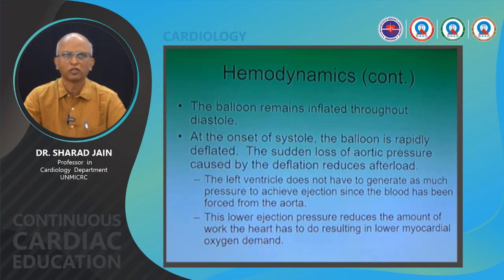At the onset of the systole, the balloon is rapidly deflated. The sudden loss of aortic pressure reduces the afterload. So the left ventricle does not have to generate as much pressure to achieve ejection since the blood has been removed from the aorta. The lower ejection pressure reduces the amount of work the heart has to do, resulting in lower myocardial oxygen demand.